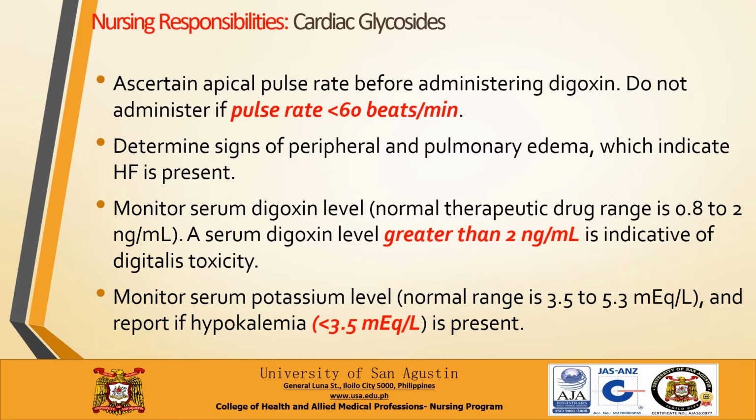Then monitor for the digoxin level. Usually the therapeutic drug range is 0.8 to 2 mg per ml. A serum digoxin level of greater than 2 mg per ml is indicative of digitalis toxicity. Again, if it's more than 2 mg per ml, it means toxicity.